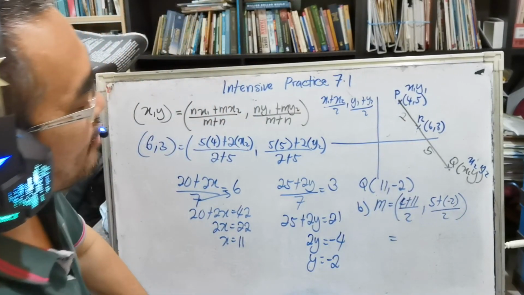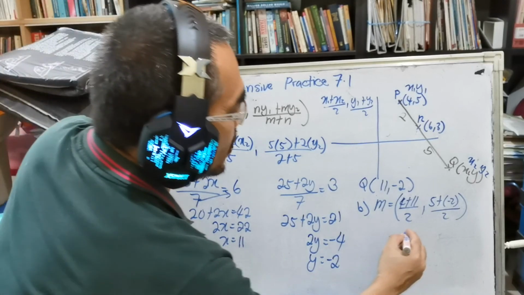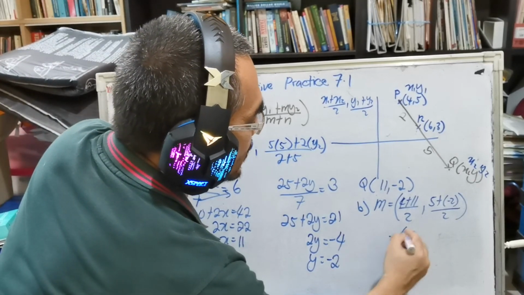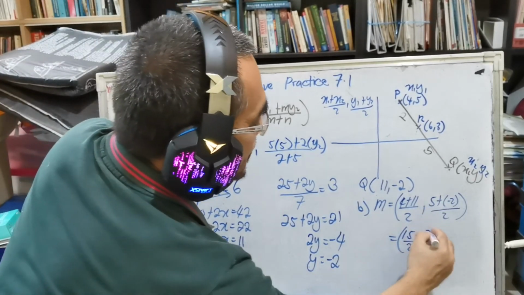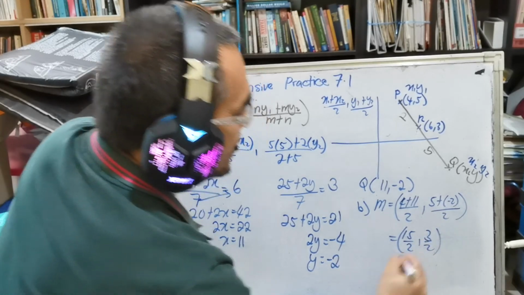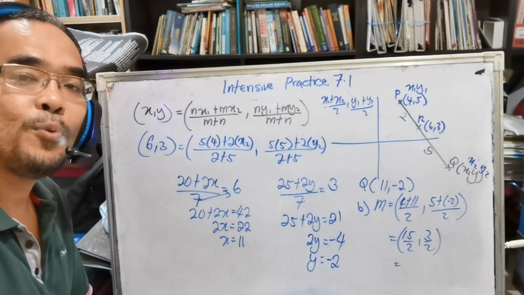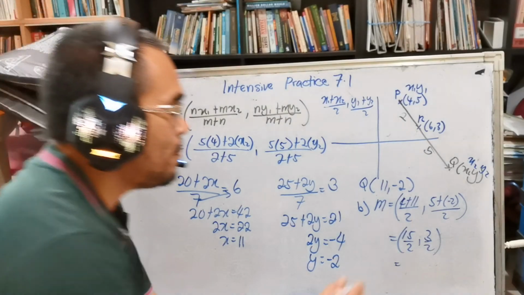So 4 plus 11 will be 15, so 15 over 2. You can write 15 over 2, and this one will be 3 over 2. And in this case, if you want to put it in decimal, no problem.